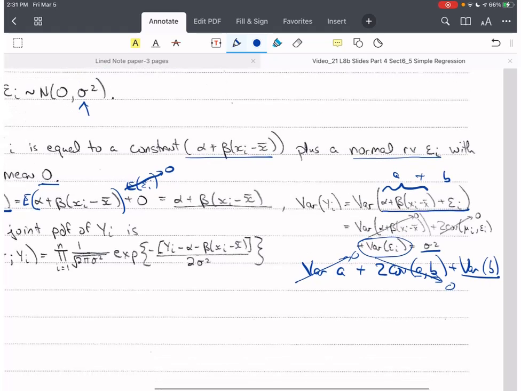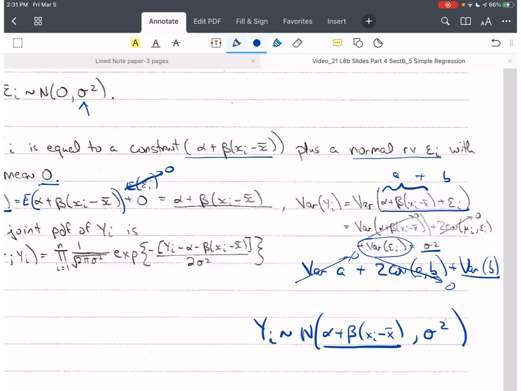So what this means is that yi is normally distributed with a mean of alpha plus beta times (xi minus x bar), comma, and variance sigma squared. So here's my mean, here's my variance.